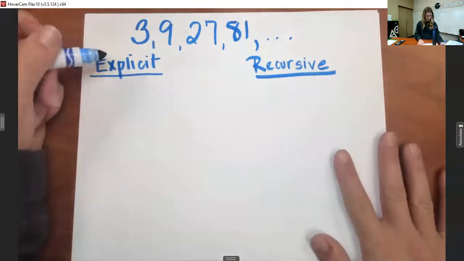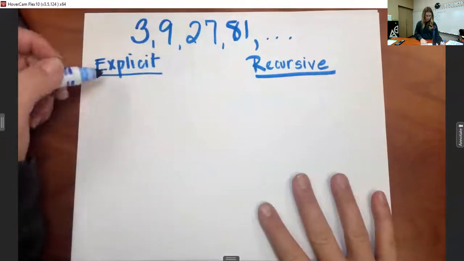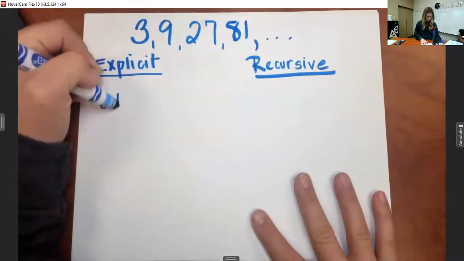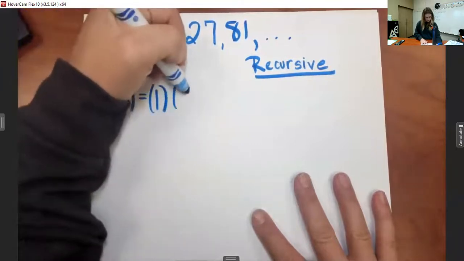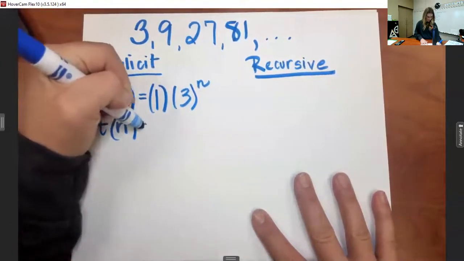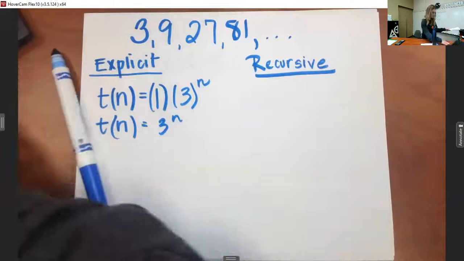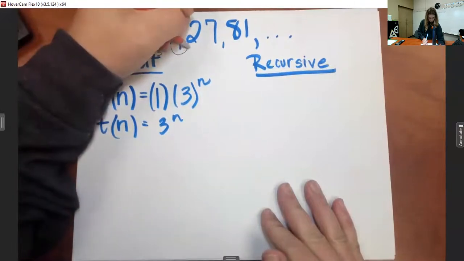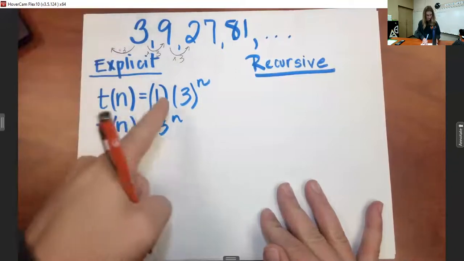So let's solve this. The explicit, I need the 0th, and I need the multiplier. So the multiplier looks like 3, and our 0th would have to be the term before 3, and that would be 1. So the equation is T of n equals 1 times 3 to the power of n, which can more simply be written as 3 to the power of n. All right, so again, the multiplier is times 3. And to go back to the 0th term, you'd have to divide by 3. So 3 divided by 3 gives you 1.